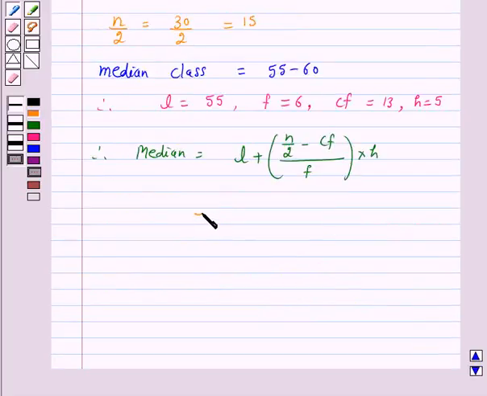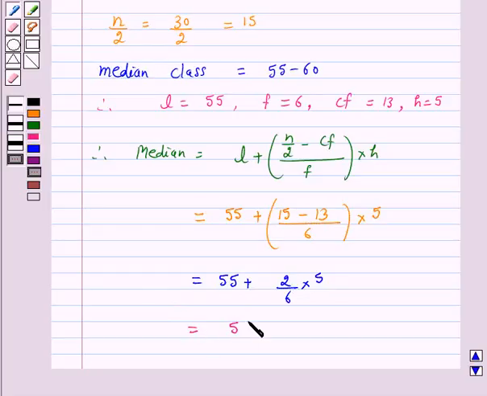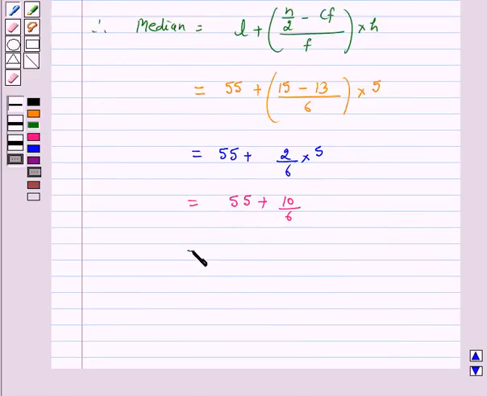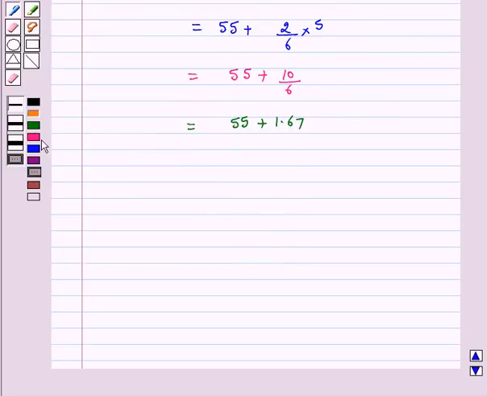Now, this is equal to 55 plus (n by 2, which is 15, minus cf 13) upon f 6 into 5. And this is equal to 55 plus 2 upon 6 into 5, which is equal to 55 plus 10 upon 6, which is equal to 55 plus 1.67, and this is equal to 56.67.